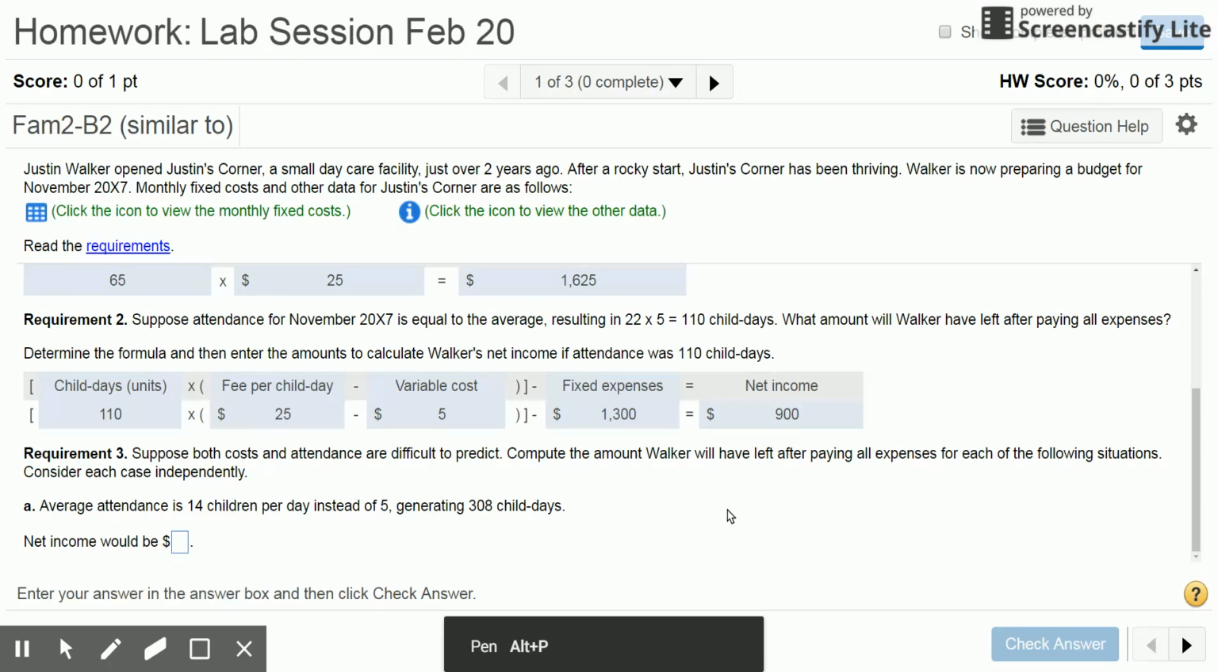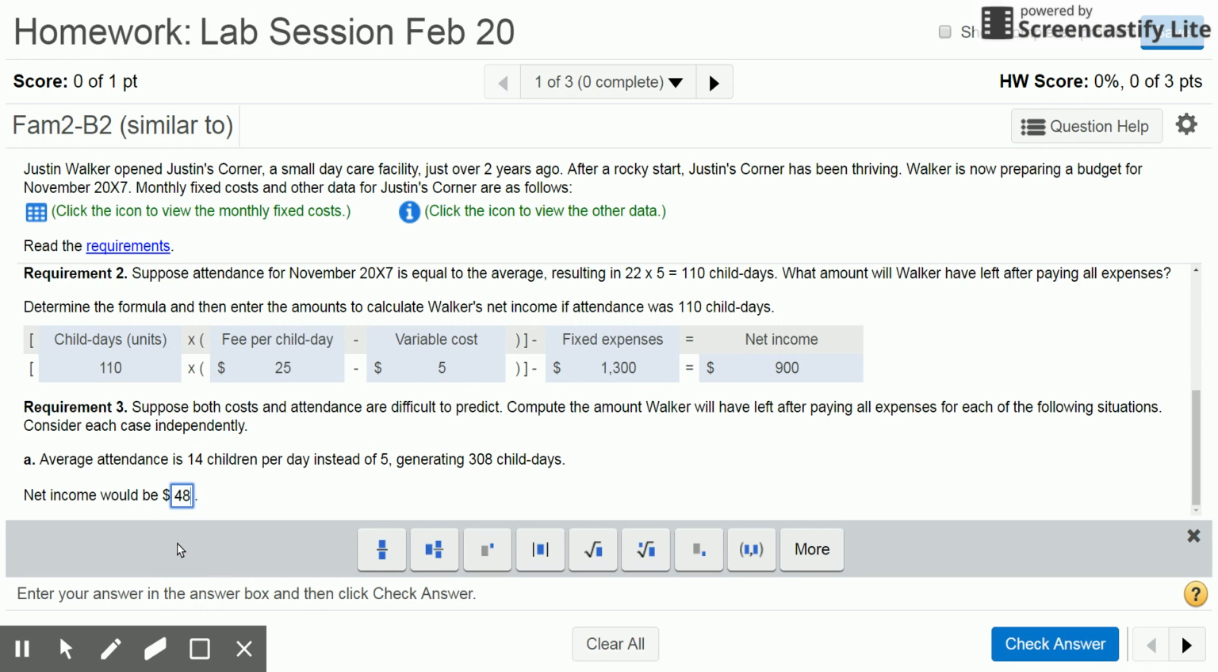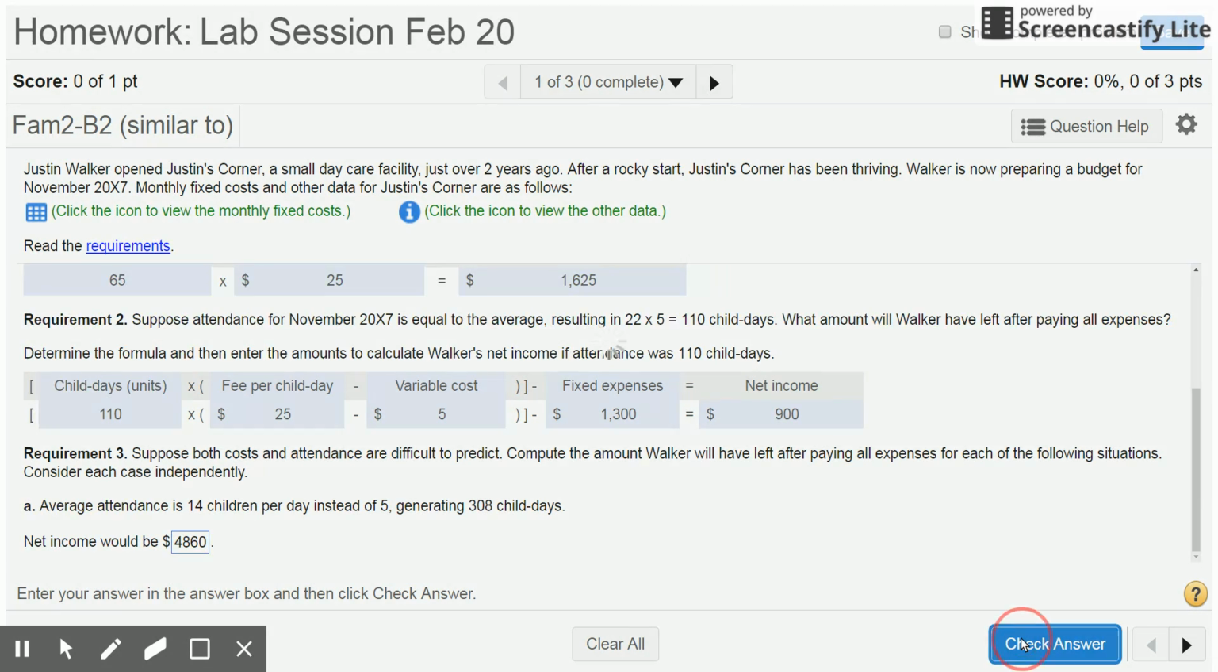In the next requirement, it gives us different scenarios that we can use to calculate our net income. The first one is the average attendance is 14 children per day instead of 5. So it will generate 308 child days. You use the same exact formula to find the answer. So 308 multiplied by 20 minus 1300, it will give us 4,860.